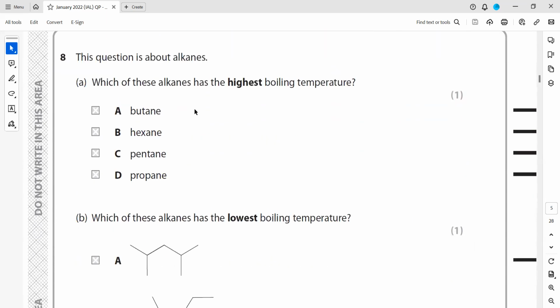This question is about alkanes. Which of these alkanes has the highest boiling point? The boiling point of an alkane depends on the number of carbons and the type, like it should be straight chain and have the highest number of carbons. So which has the highest number of carbons? 4 carbon here, 6 carbon, 5 carbon, 4 carbon. So the highest number of carbons, hexane.